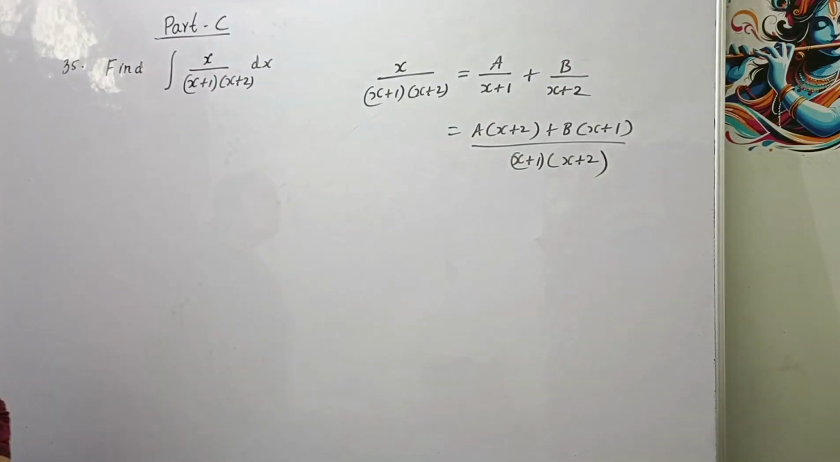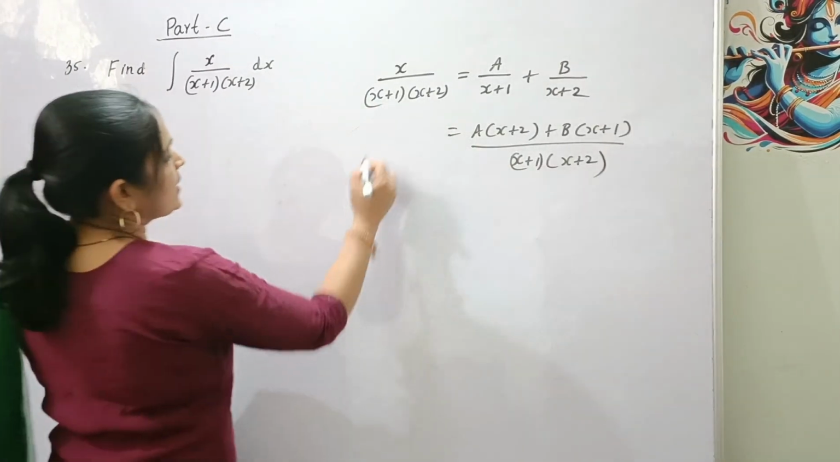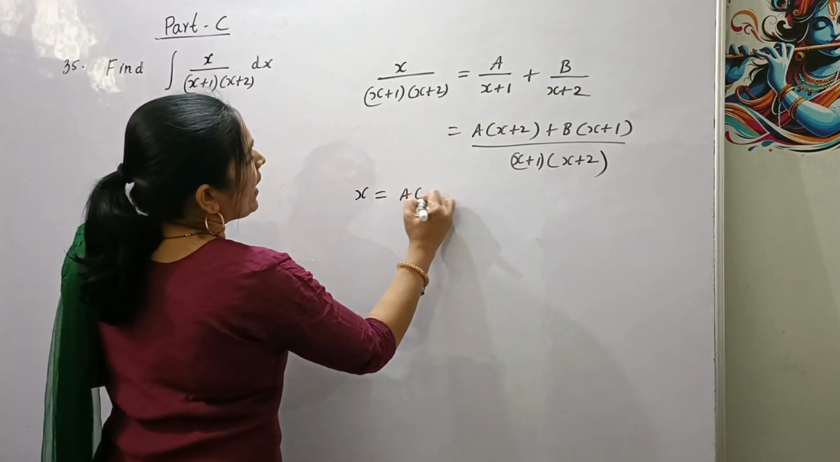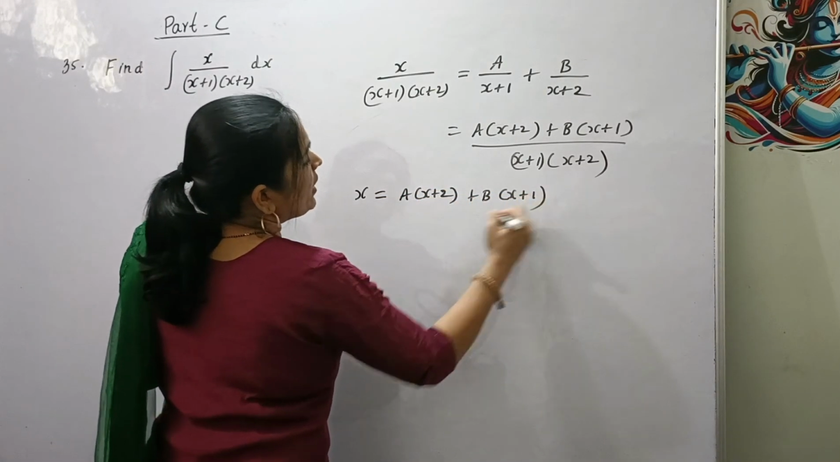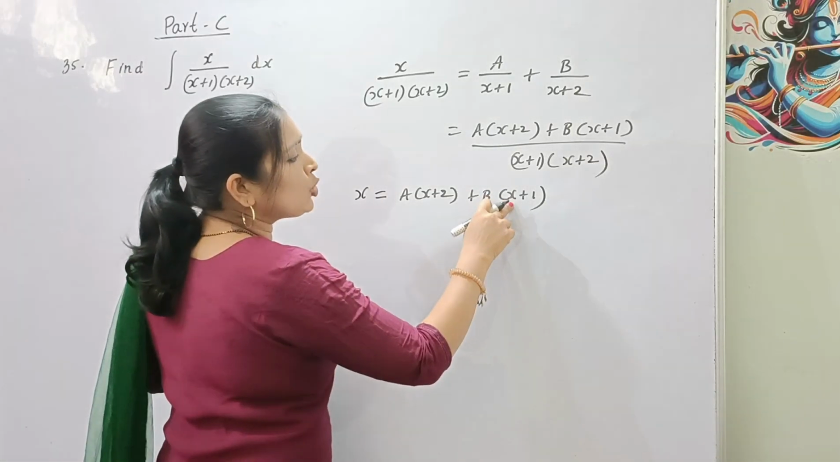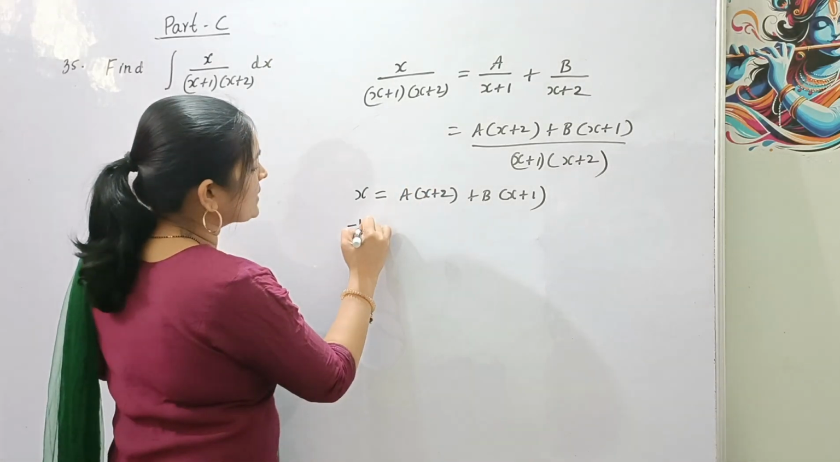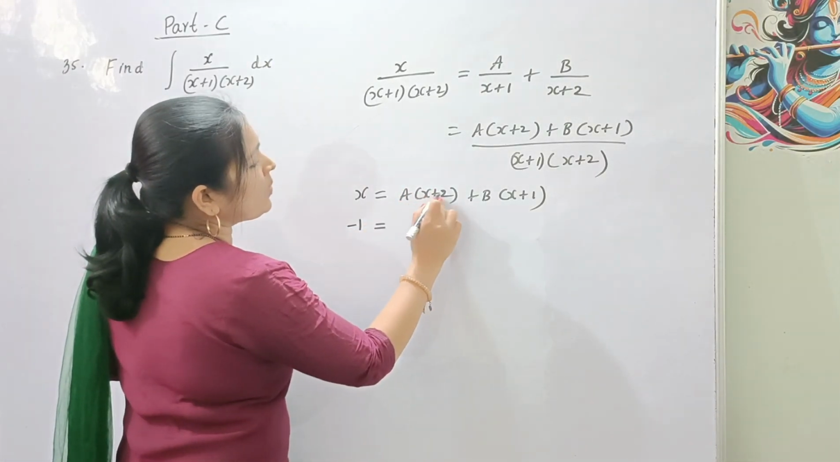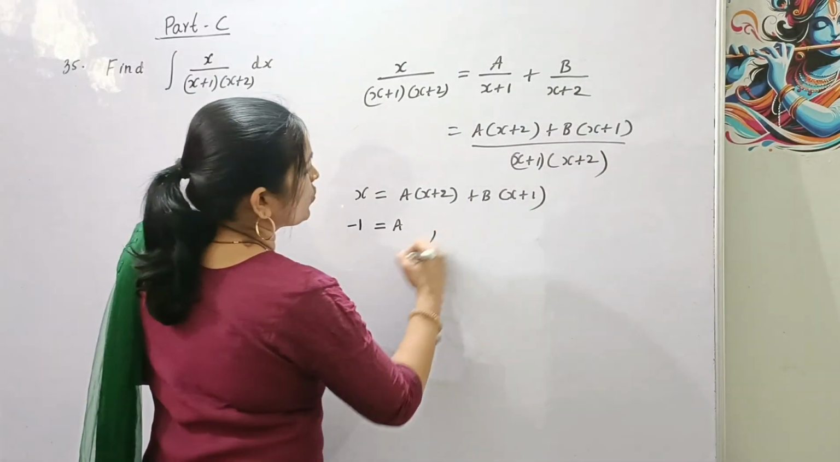Now, the denominator of LHS is equal to the denominator of RHS, so the numerators are equal. That is, x is equal to a into (x plus 2) plus b into (x plus 1). Here we need to find the values of a and b. For that, put x is equal to minus 1 so that we will get the value of a. Right? Put x is equal to minus 1. So minus 1 plus 2, 1. 1 into a. That is, a is equal to minus 1.